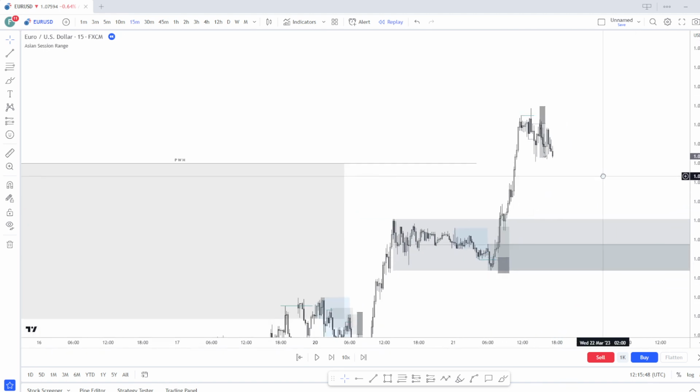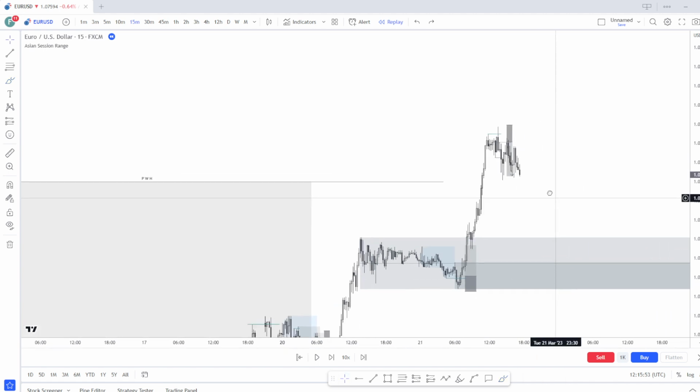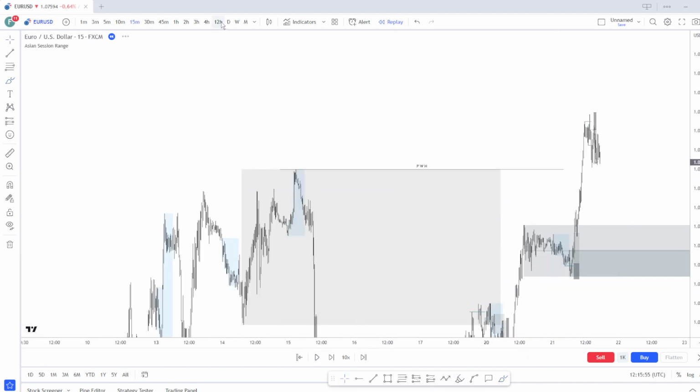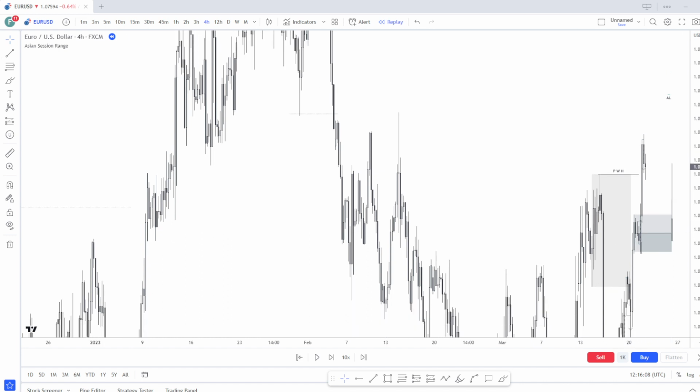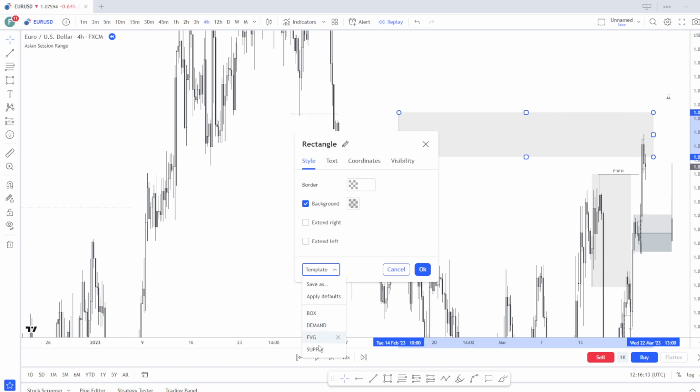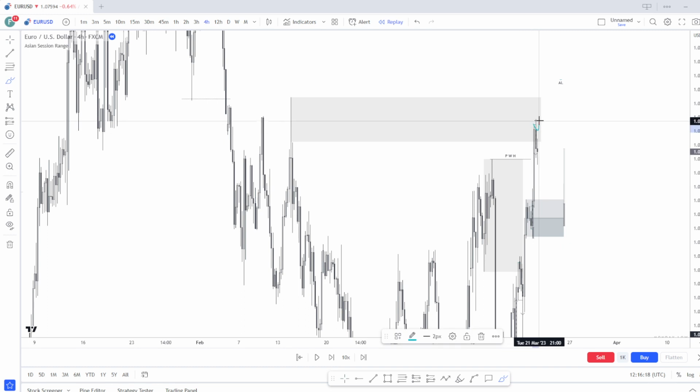So we didn't have a tap in here, but we managed to catch a short a bit later in the day. I am seeing that now we have taken out the previous weekly high, and look at this room to the downside. We have a lot of room to move to the downside, and we are also reacting off of an external 4-hour POI. I see this wick here as a 4-hour external POI. So what I'm thinking is this supply is going to be the catalyst for a move down into the demand.